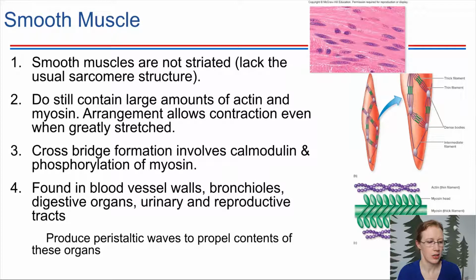So where is this found? Again, this is in the digestive organs, it's in the reproductive tract, it's also in the bronchioles, it's in blood vessel walls, so it really is throughout the body. And in all cases, what it does is produce these peristaltic waves to propel the contents along. Whatever the contents are depends on which organ we're talking about. But this is a type of muscle that helps to move things along through the body.